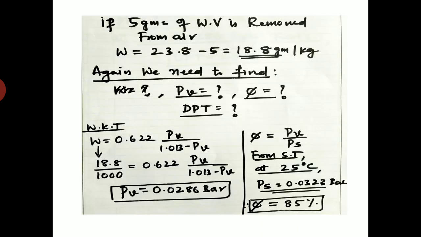So if 5, this is second case, 5 grams of water vapor is removed from air, so total we know 23.8 minus 5 grams, you get 18.8 grams per kg.